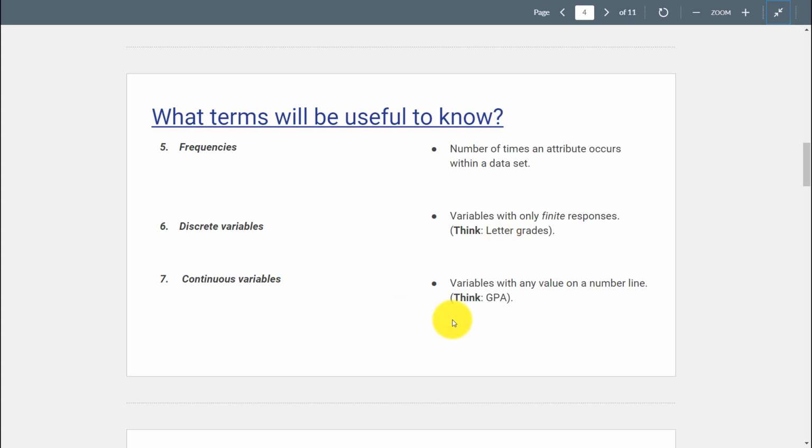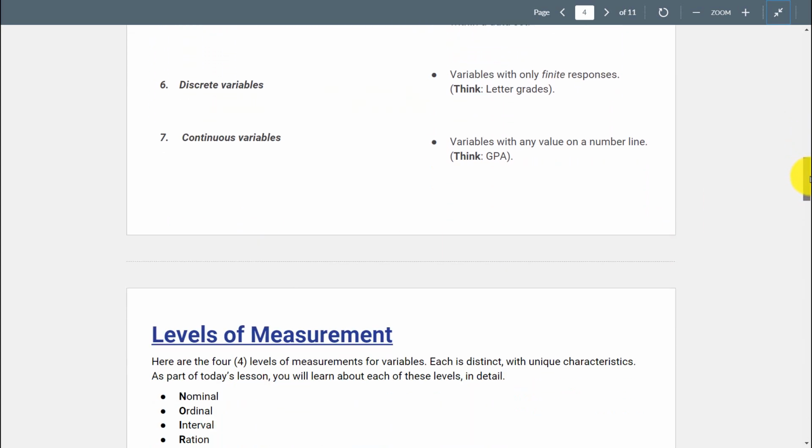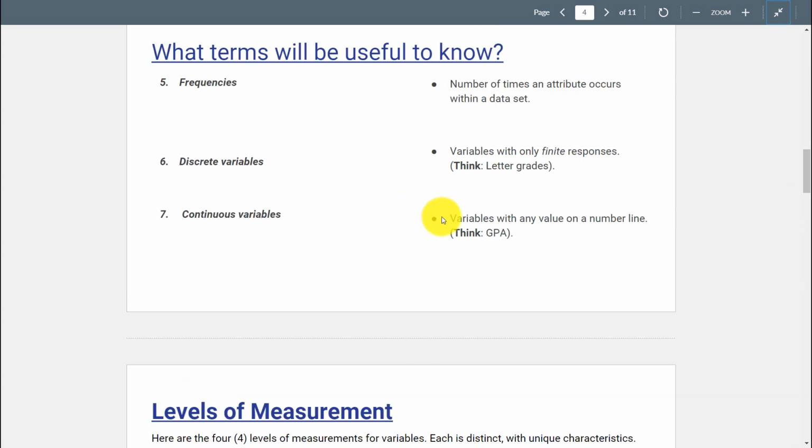Continuous variables. Now this is where GPA actually makes some sense, because people can have a 2.5 or a 3.8 or a 4 point, usually not anything above a 4 point, but anyway, 1.6. Hopefully that's no one in my class, at least not after my class, right? So again, continuous variables include any value on a number line.